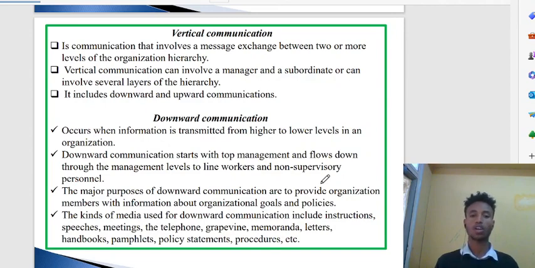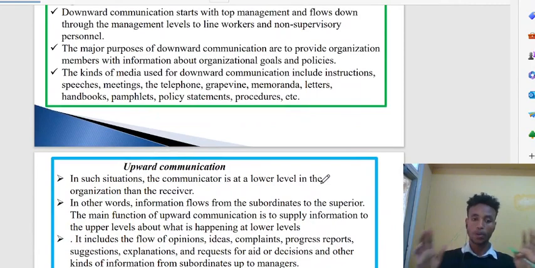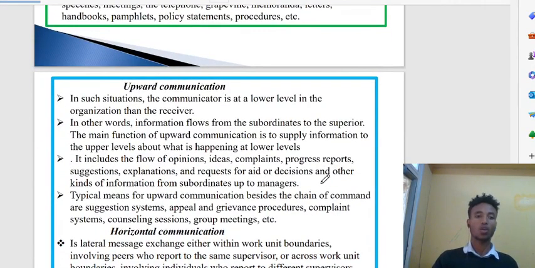The opposite of downward communication is upward communication. In the case of upward communication, we transmit our message or information from the lower level to the higher level. The information flows from subordinate to superior. When we say upward, it goes from subordinate to superior.